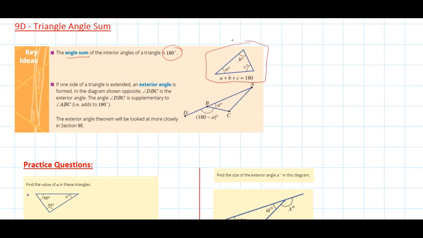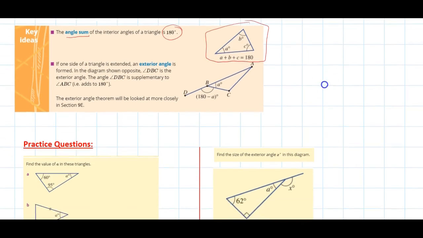They always add up to 180 degrees, no matter what the shape, no matter what type of triangle. The other important bit of information you need to understand is that if one side of a triangle is extended, so here we have this triangle and we've extended one line out, an exterior angle is formed. In the diagram shown opposite, DBC is the exterior angle.